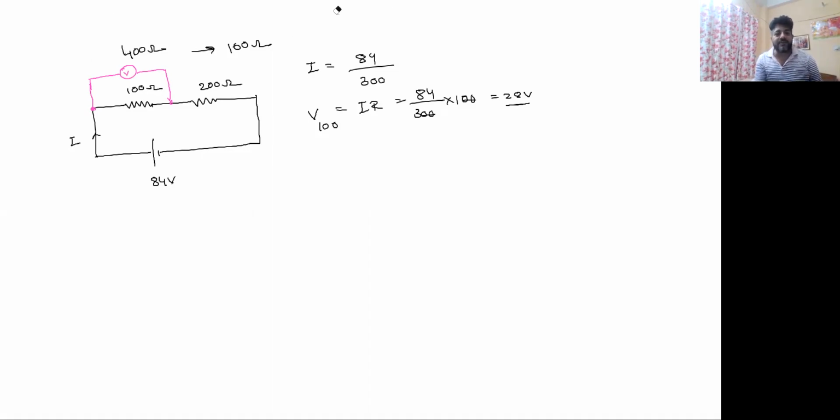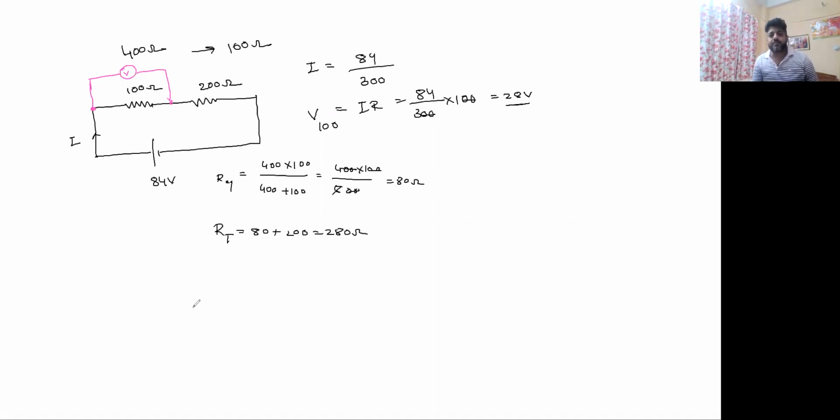So now it is very clear that they are parallel. So what is the equivalent resistance? 400 into 100 by 400 plus 100. So this is 400, 100 by 500, 5 8 40 মানে 80 না? Yes or no? 80 ohm. So what is the total? R total 80 plus 200, that is 280 ohm. Yes or no? Yes, sir.